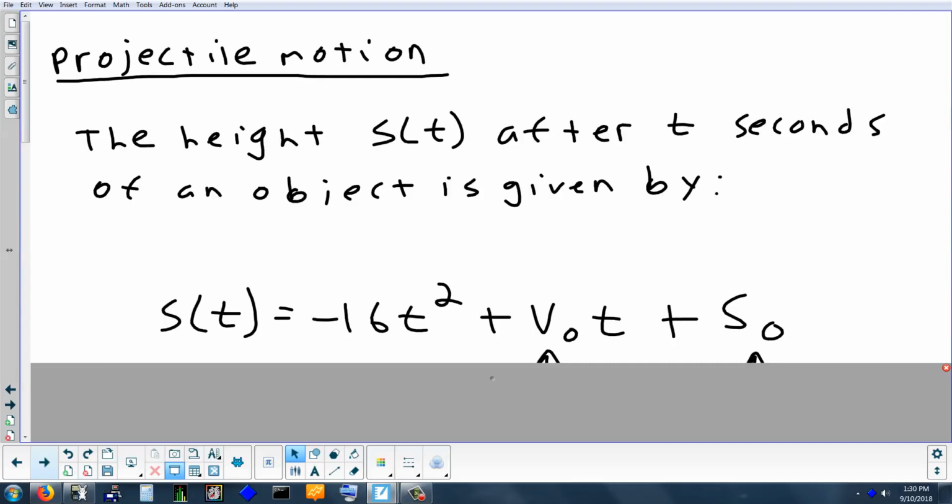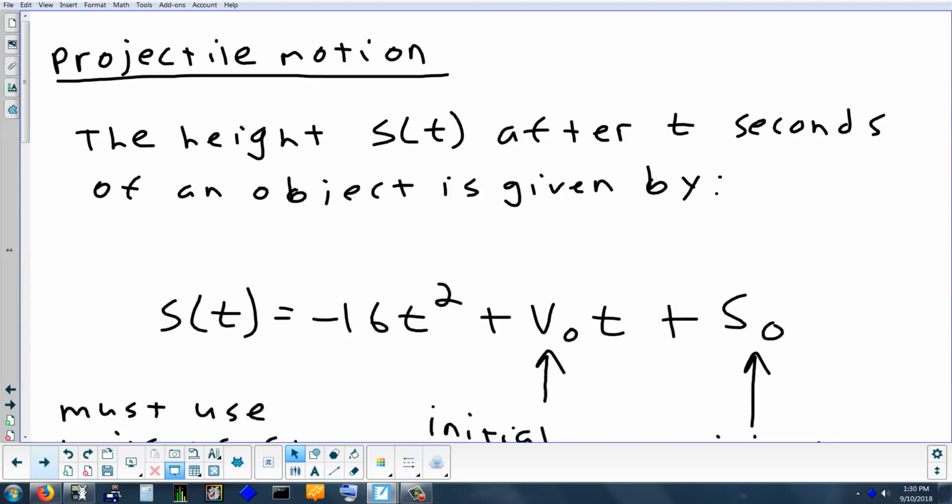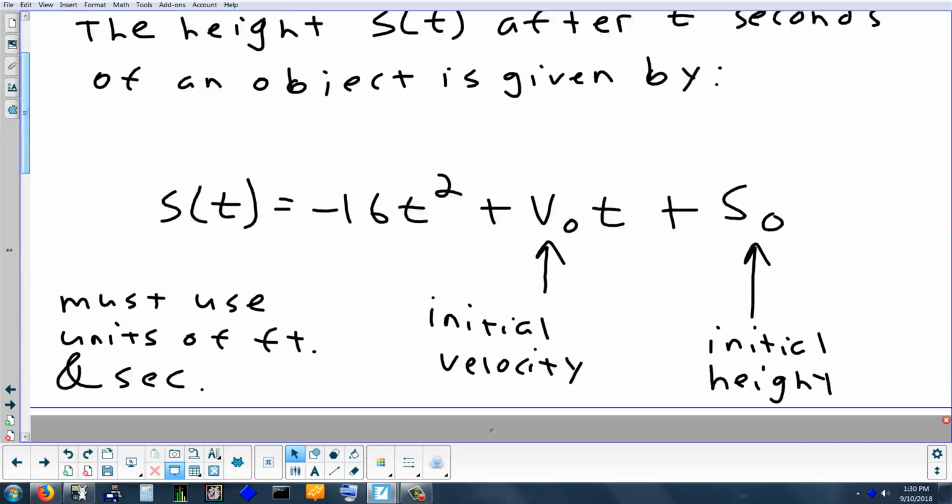You just throw it like a ball, and it goes up to a certain height, and then it comes back down. And there's a couple things that will affect how high it goes or how long it's in the air for. One is how hard you throw it or launch it. So V sub 0 is initial velocity. And S sub 0 is an initial height.